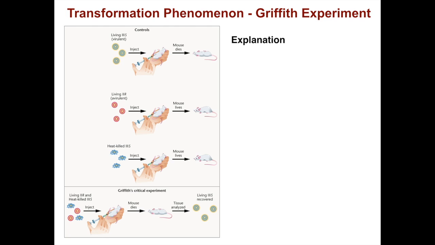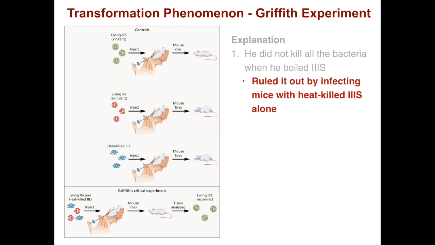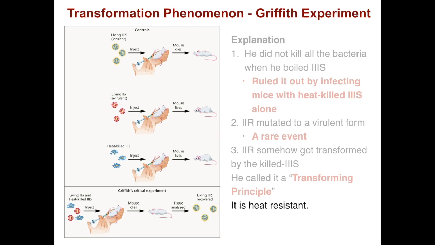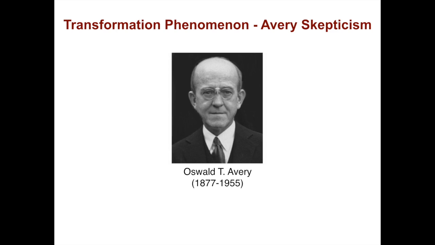So Griffith's explanation was he did not kill all the bacteria when he boiled the smooth bacteria, but he ruled this one out by infecting mice with the heat-killed smooth bacteria alone. Perhaps the avirulent strain, the rough strain, mutated to a virulent form, but this would be a very rare event. Another idea would be that somehow the avirulent strain got transformed by the killed virulent strain. And he called this a transforming principle. But this principle must be heat resistant on some level. He thought it may be some substance from the polysaccharide coat. So there was some skepticism about this transformation phenomenon.